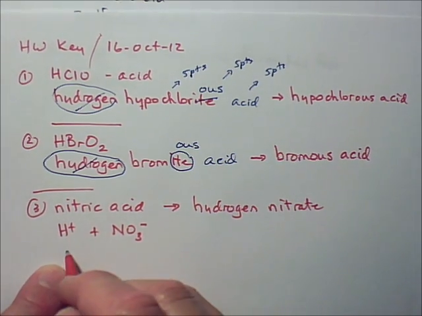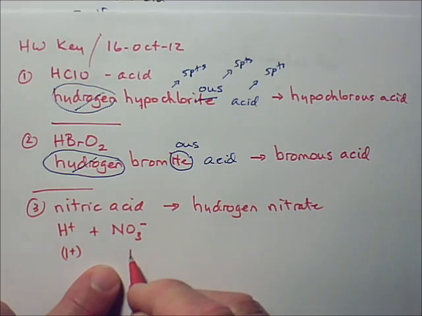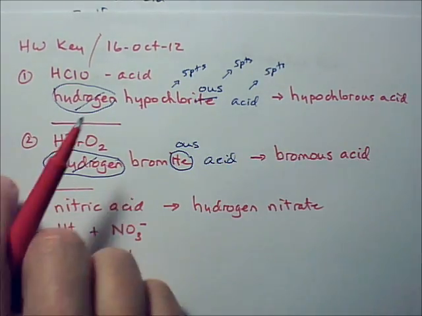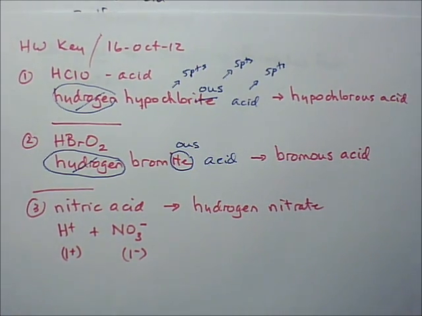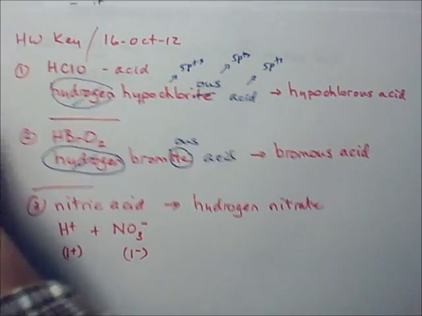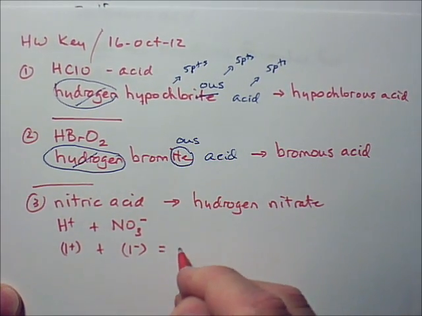All right, so we have a 1 plus charge here and a 1 negative charge here. We only need one of each of these to make a 0 charge.